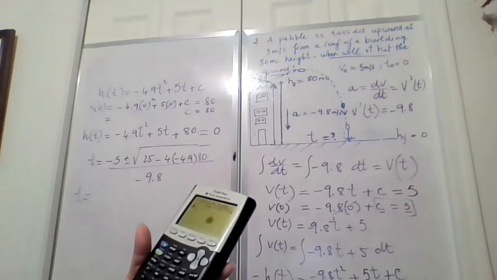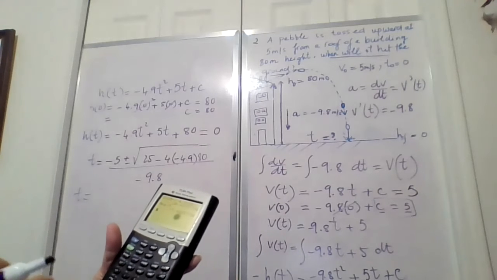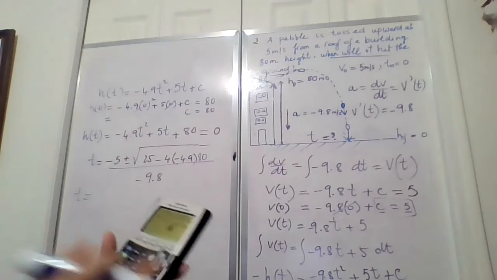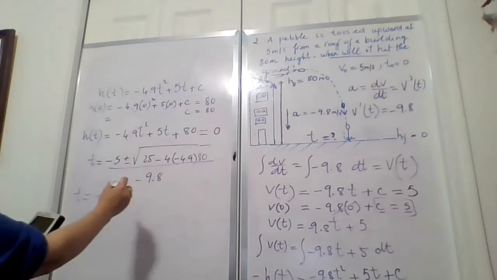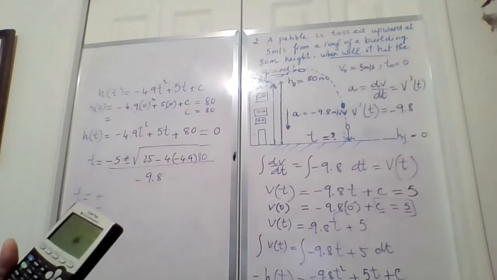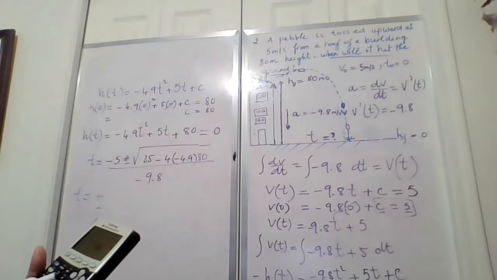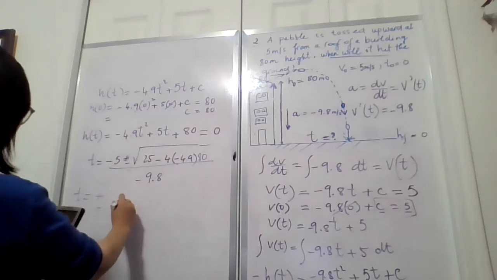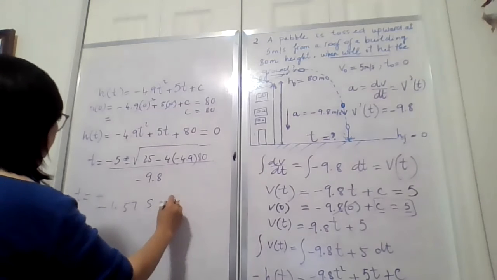Now I'm going to use this number. I'm going to take away 5. So minus 5, enter. We got this number. So now the t will have two values, right? One is positive, one is negative. The negative one will be this number divided by minus 9.8, which is equal to minus 1.57 seconds. But because it's negative, we reject it, right?